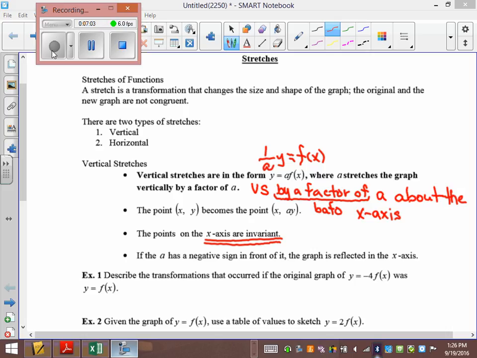If a has a negative sign, this is huge. If a has a negative sign in front of it, that is a reflection in the x-axis. You will never say vertically stretched by a factor of -a. The negative doesn't stretch it any more or any less. The negative reflects. So if in your answer on the diploma you have vertical stretch by a factor of -3 or -2 or anything like that, instantly cross that question out. It can't be that answer, because your stretches are always positive. That negative reflects it. We just proved that on Thursday. So we never ever write negative.